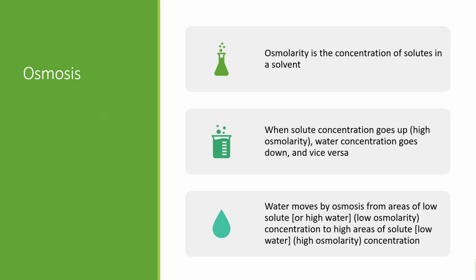The osmolarity of a solution is the concentration of solutes that are found in the solvent, and I'll be talking about that in just a few minutes. When the solute concentration goes up, we say it has high osmolarity, and the water concentration goes down, and vice versa. Water is going to move by osmosis from an area of low solute, or high water concentration, to an area of low water. So water moves from an area of high to an area of low.